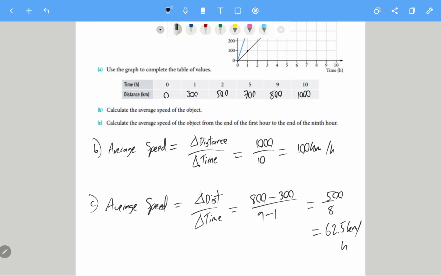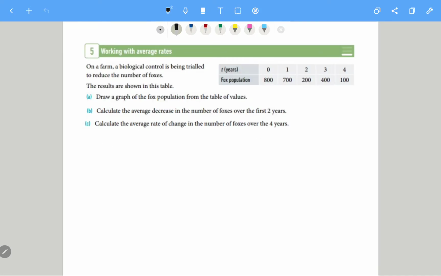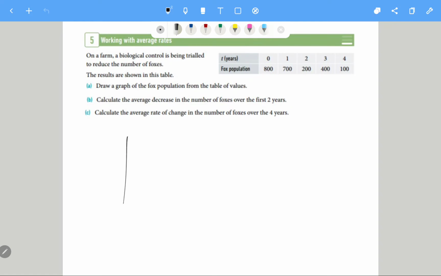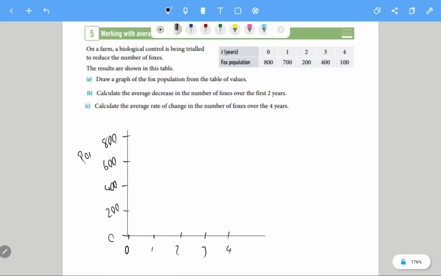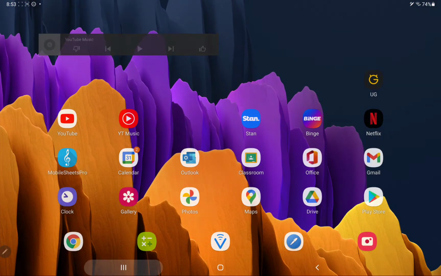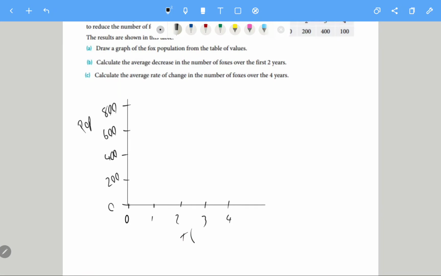The last example is going to be looking at how we can actually use these average rates of change. All right, the first thing we're going to do is draw a graph. So let's quickly go through that. There's my x-axis. Alrighty, so we got the population versus the time in years. Alright, so let's plot some points.